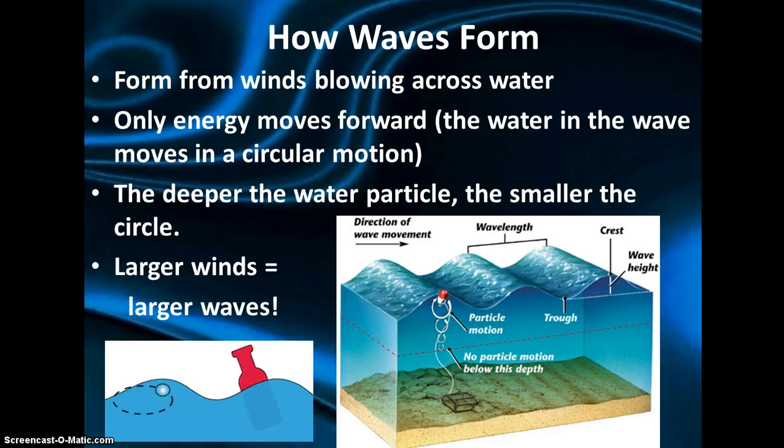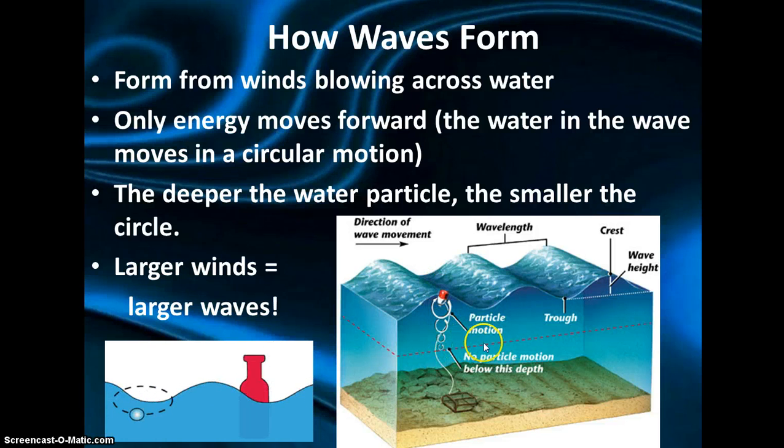Now, that'll change as you get closer to the shoreline and as the bottom of the water starts to shallow out. Now, the deeper the water particle, the smaller the circle that it moves in. So if you look at this diagram right here, at the top, you notice that that's a very large circle for that buoy. And as you go down, down, down towards the dotted line, those circles get smaller and smaller and smaller. So that buoy goes up the front of the wave, and then it goes down the back of the wave, and up the front of the wave and down the back of the wave.